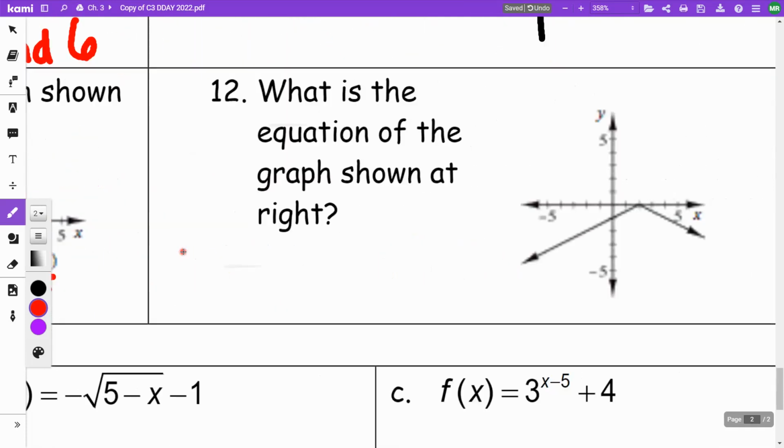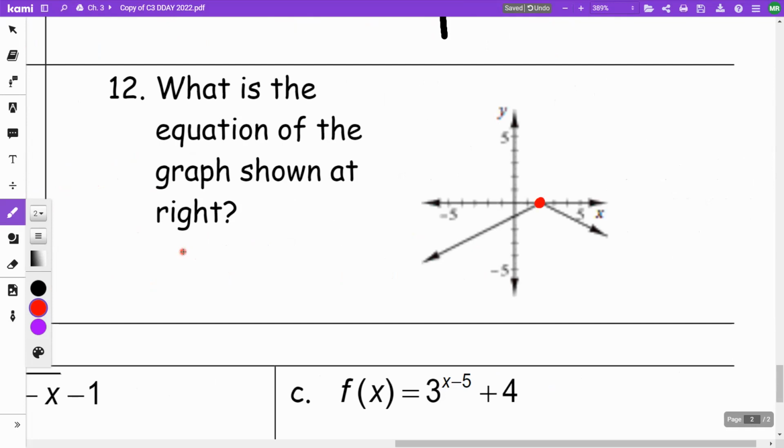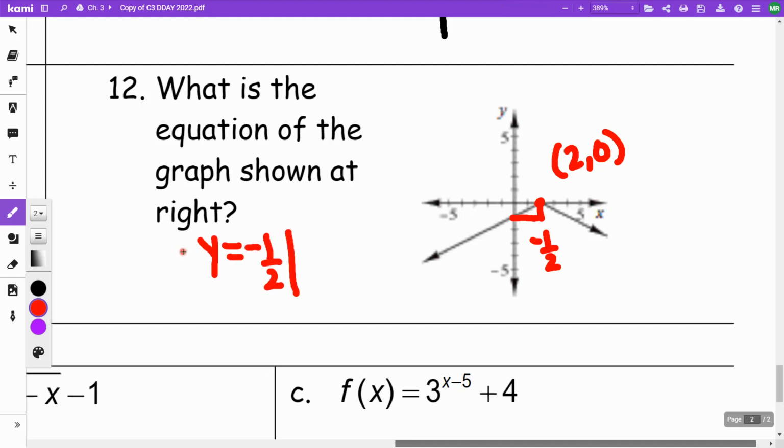On number 12, what is the equation of this one? This is an absolute value. It has a vertex at 2, 0, and it's going down. It looks like I'm going down 1 every 2. So that means I'm going to have a -1/2 as my stretch. So this is going to be y is equal to -1/2 times the absolute value of x minus 2. You could put plus 0, but you don't need the plus 0. And that's your answer.